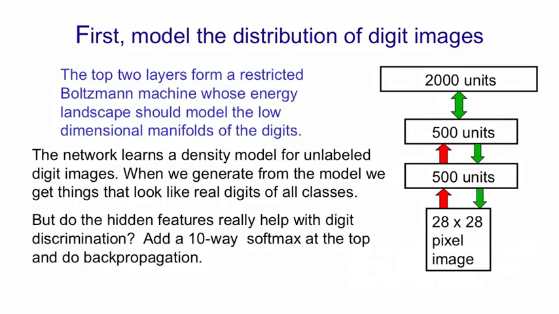But the question is, are the features that we've learned that way useful for doing discrimination? So all we need to do is add a final 10-way softmax at the top and fine-tune it with backpropagation, and see if we do better than purely discriminative training.